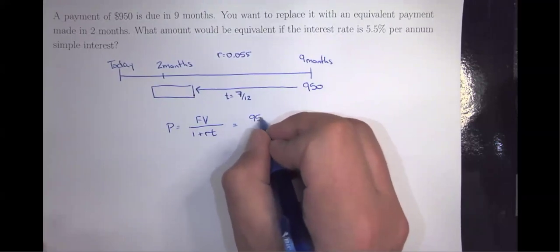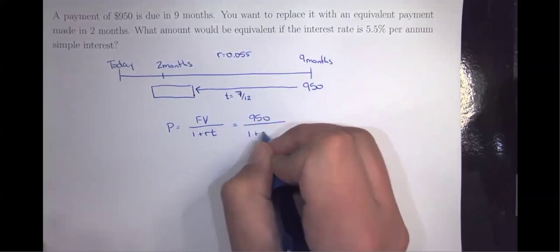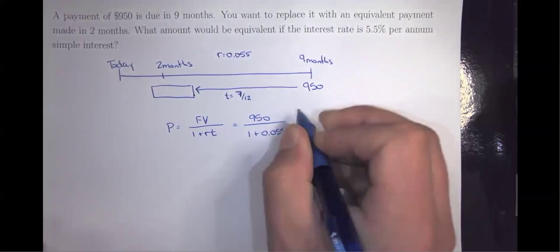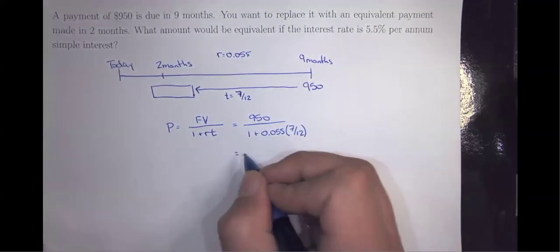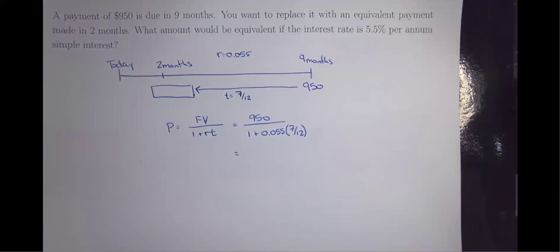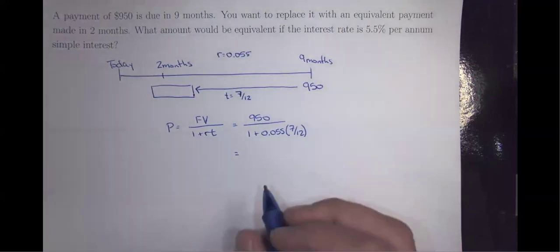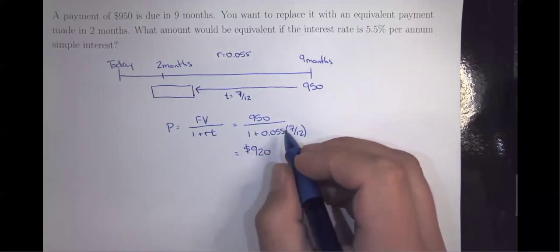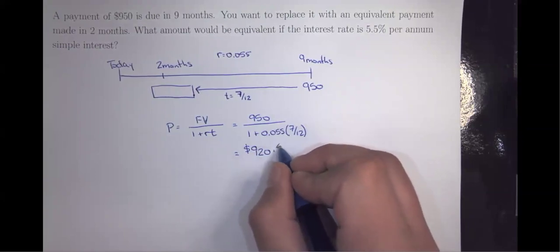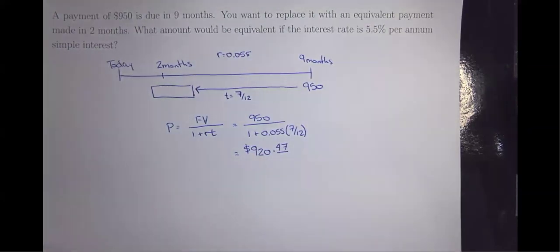So 950 divided by 1 plus 0.055 times 7/12. So this gives us a total principal amount of $920.47. That's the equivalent amount in terms of dollars 2 months from now.